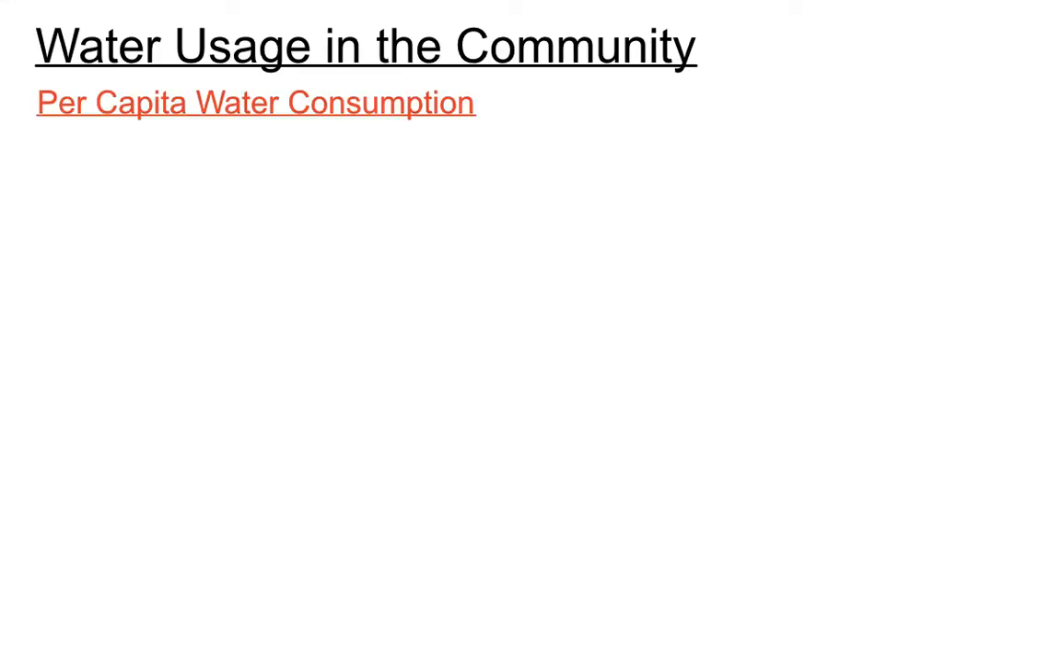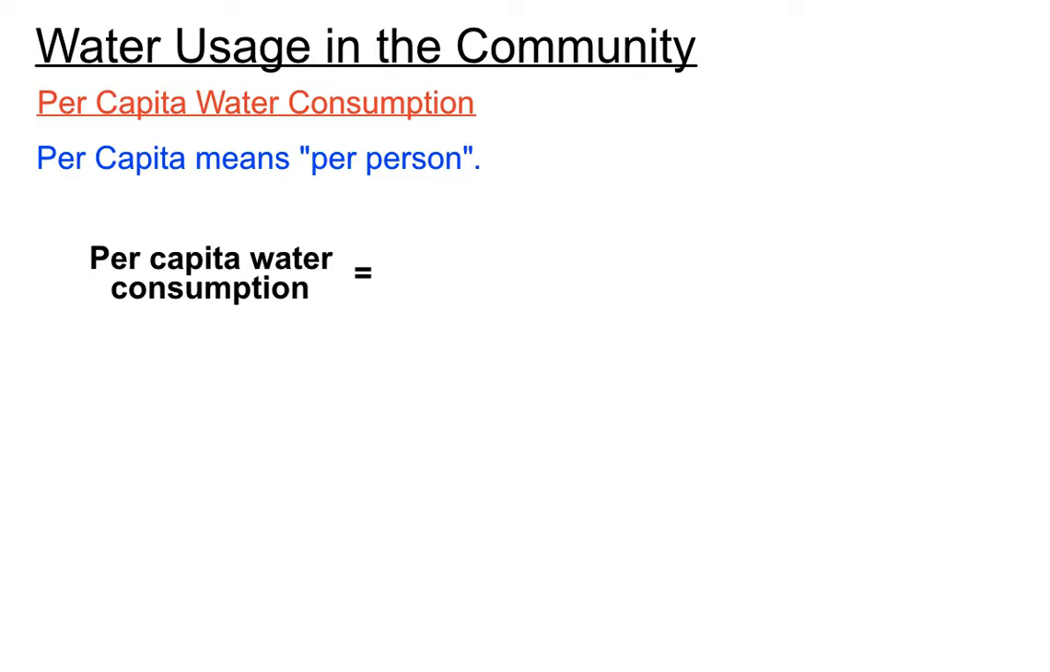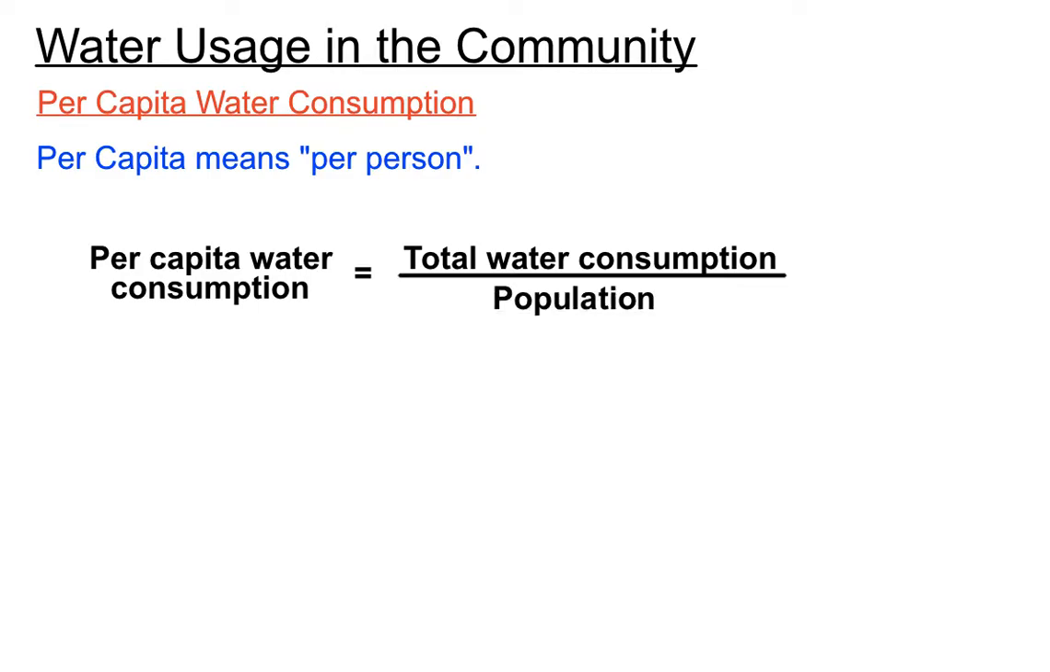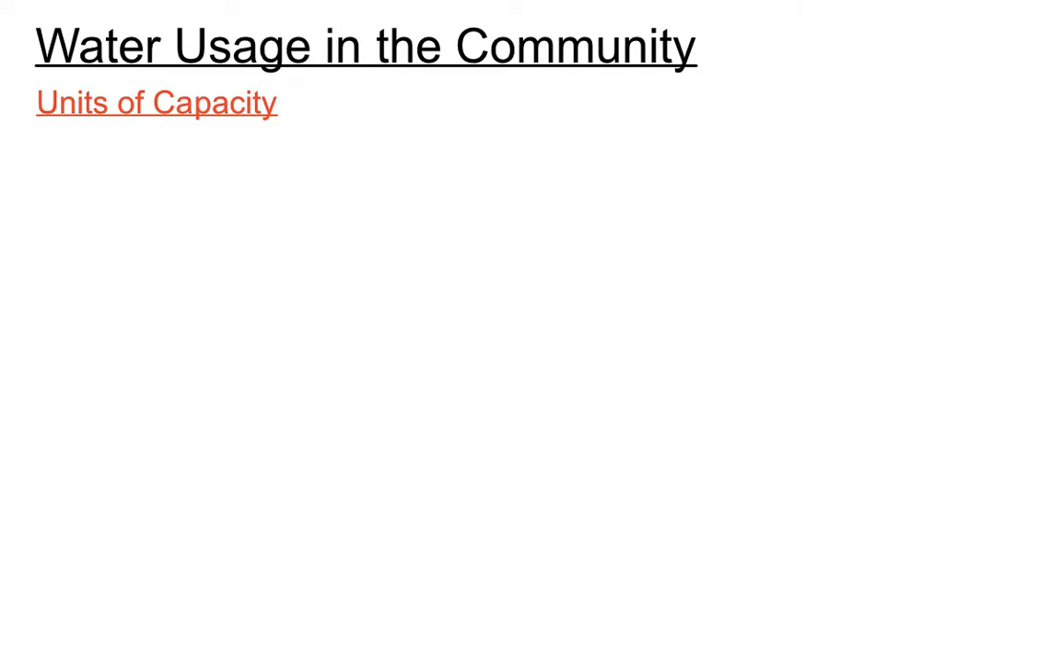When analysing water usage in the community, we're sometimes asked about per capita water consumption. Per capita is a Latin term that means per person. So the way to calculate per capita water consumption, we'll look for a total water consumption in the question, and we'll divide by some information about the population, the number of people who live in that community. So per capita water consumption can be calculated by taking the total water consumption and dividing by the number of people in that population. And you get the per person amount.